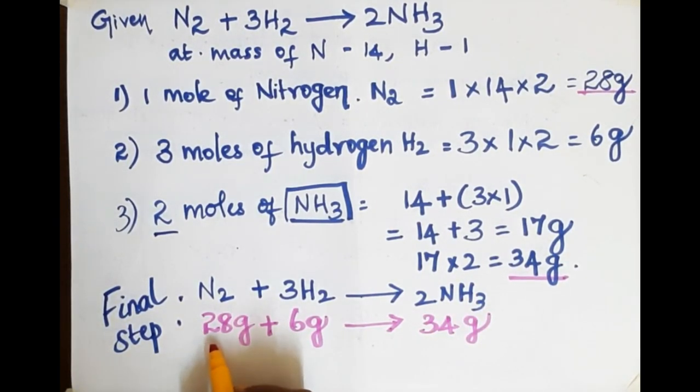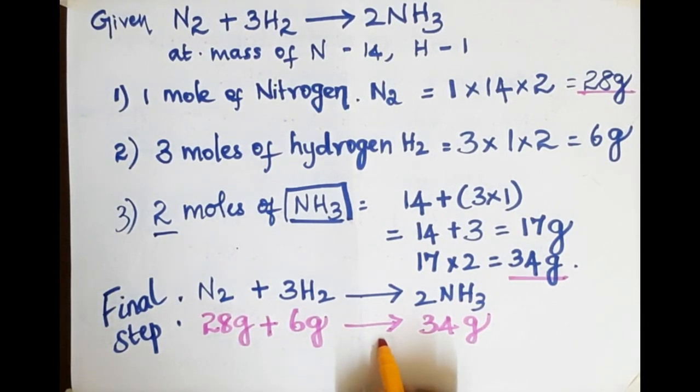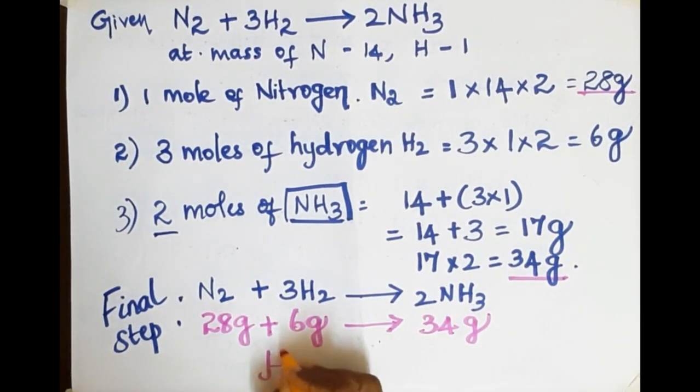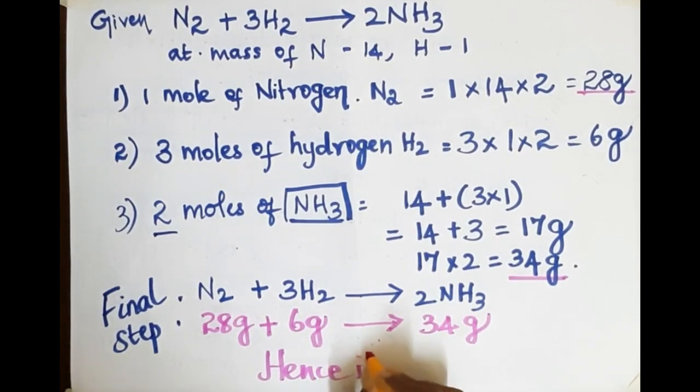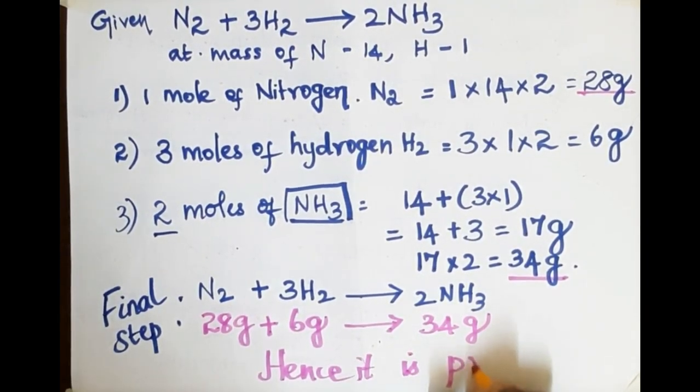So 1 mole of nitrogen, that is 28 gram, plus 6 gram is equal to 34 gram. Hence, it is true.